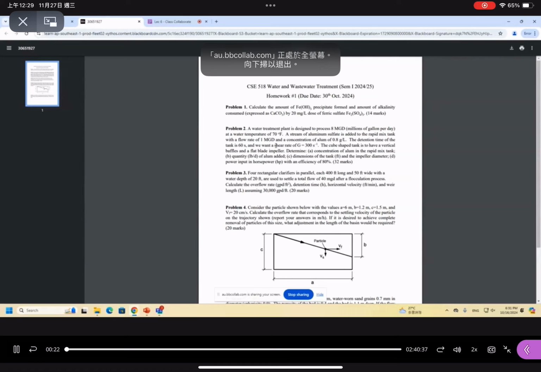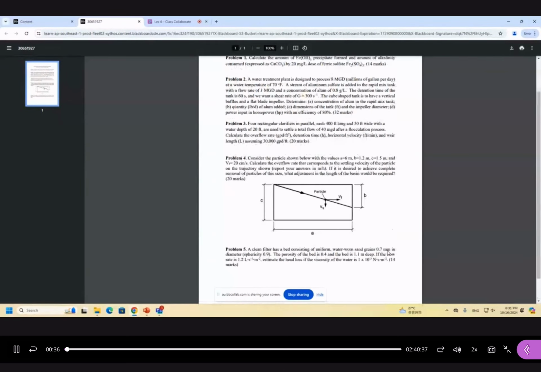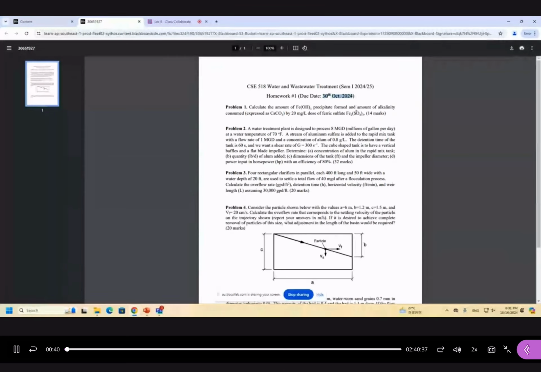Homework number 1 has been posted. There are five problems, and it will be due on the 30th of this month. You still have two weeks. But it must be paper-based, not electronic. Bring the hard copy to class on 30th October, so that we can return the graded homework to you in an easier way.